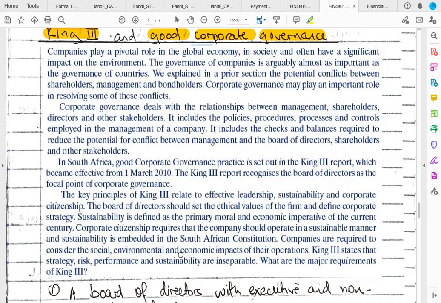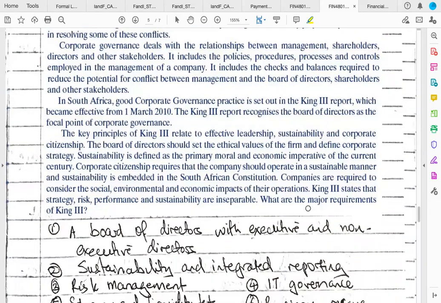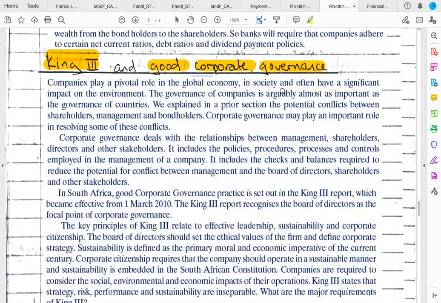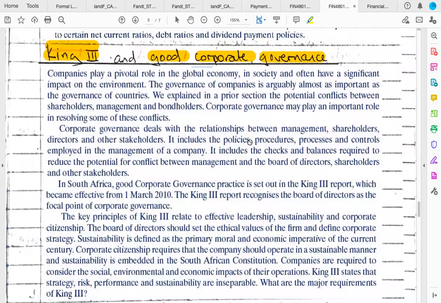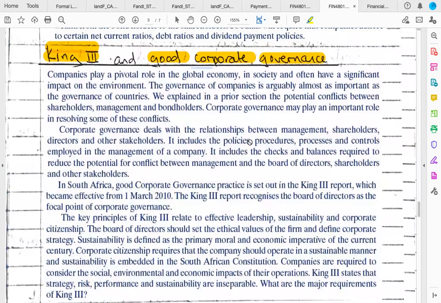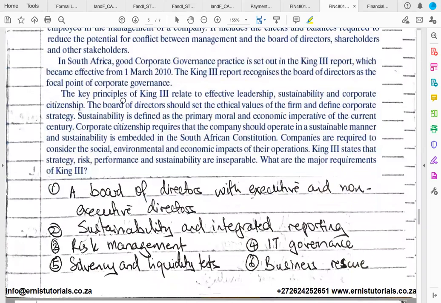So King 3 states that strategy, risk, performance, and sustainability are inseparable, and there are certain major requirements of King 3. So I'll just briefly explain some key concepts here with regards to the King 3 framework. The key principles of King 3 relate to effective leadership, sustainability. Sustainability just means that when a company is operating, they shouldn't just look at what they are doing today, but rather they should look at their actions into the foreseeable future.